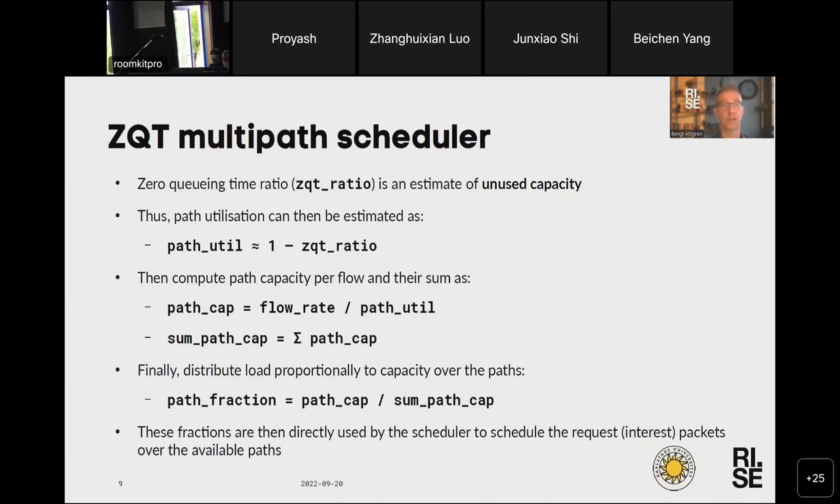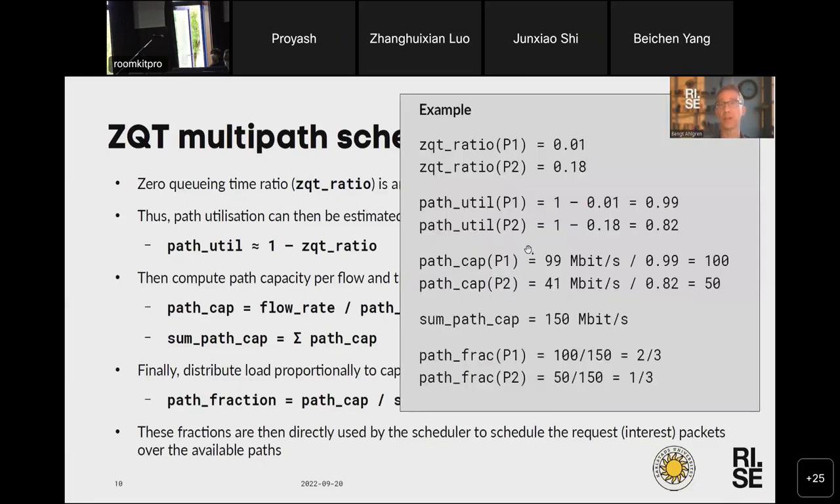And then we have the final step of the scheduler. We simply distribute the load of the flow proportionally to capacity over the paths. So for each of the paths, we take the path capacity and divide by the sum of the path capacities to get a path fraction. This fraction is then directly used by the scheduler to schedule the request or interest packets over the available paths. So let's look at a more detailed example.